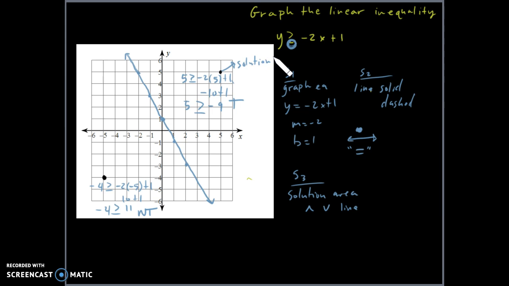But a much, much easier way would be to look at the sign and the y. We know that we want y values that are less than 1 or y values that are greater than 1. Well, the sign is eating the y, so we want y values that are greater than. So these y values up here.